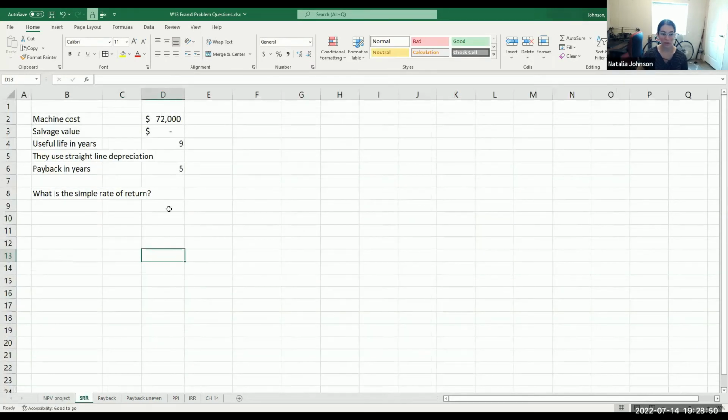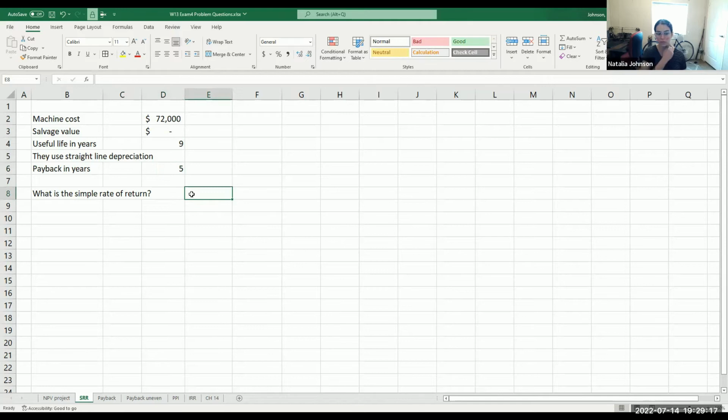Okay, so now this one is a little bit tricky. That one I had issues on because it doesn't give you part of the answer. They give you a machine cost, no salvage value, life in years, straight line depreciation, and the payback in years, 5. And they ask what is the simple rate of return.